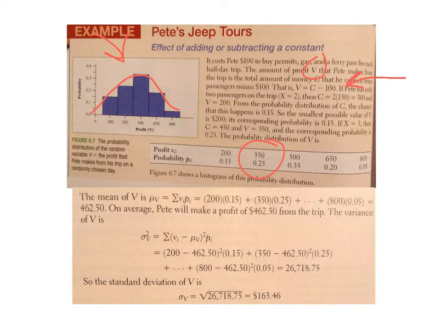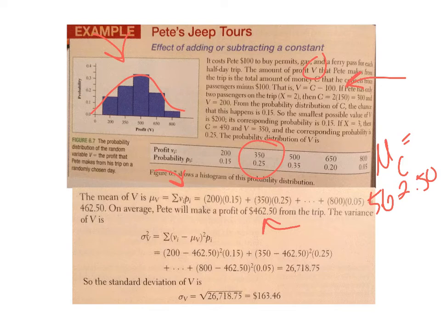In this case, we would calculate the mean of V the exact same way we calculate any of the others: every value of V times the probability of that happening. You can go through and calculate all of them, and you will see that the mean here is 462.5. If you think back, the mean of C was $562.50. So we have subtracted $100 from the mean of what was collected. We've subtracted our constant from that.